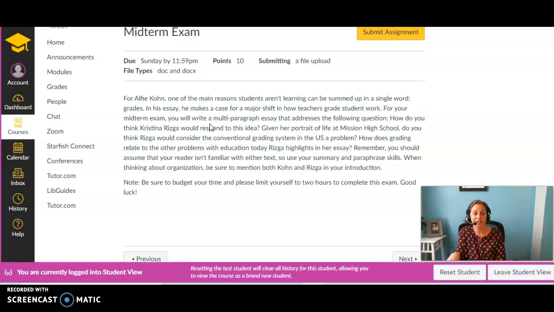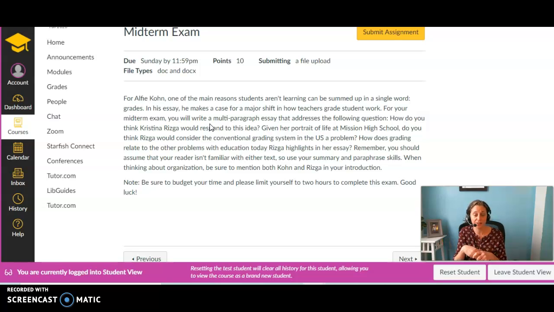How do you think Christina Rizga, the author of another assigned reading this week, would respond to Kohn's idea that grades are problematic? Given her portrait of life at Mission High School in San Francisco, do you think that Rizga would consider the conventional grading system in the U.S. to be a problem? How does grading relate to the other problems with education today that Rizga highlights in her essay? And remember, you should assume that your reader's not familiar with either text, right?